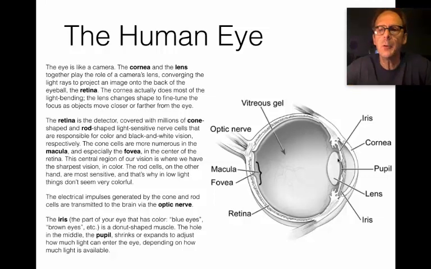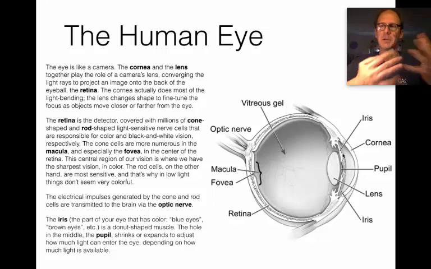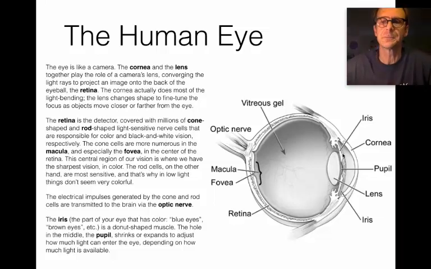The pupil is a hole in a circular muscle called the iris, and that controls how much light enters the eye. If it's very bright, you can get away with a small hole. In fact, you want a small hole so that you don't overpower the retina with too much light. But if it's dark out, you want to make that hole big to let in as much light as possible.